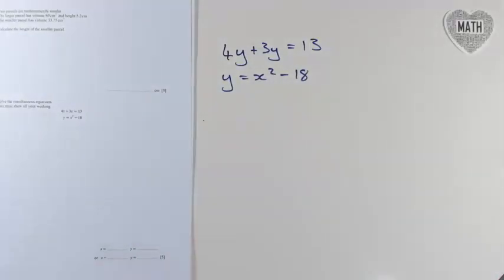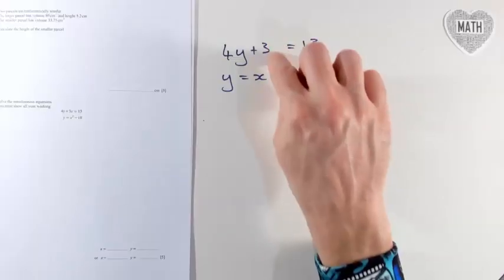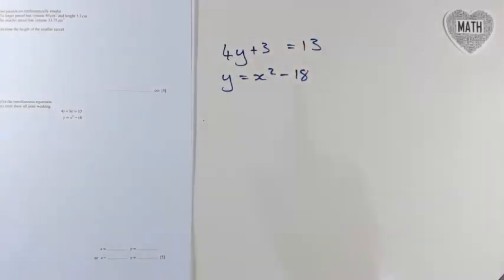So easiest here would probably, oh wait, that's not a y. Sorry about that, that's an x. Sorry about that, 3x. Yeah, let me just double check. 4y plus 3x is 13. y is x squared minus 18.